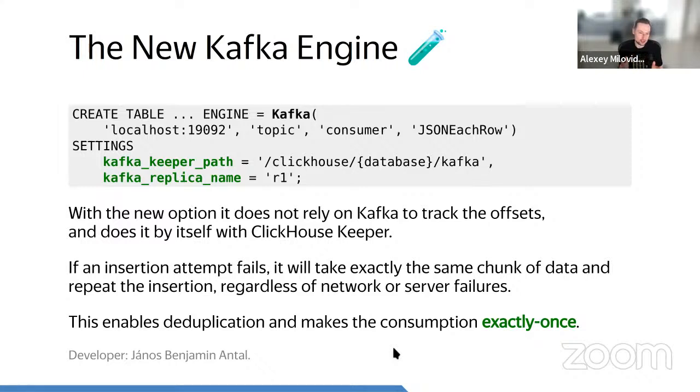And the deduplication mechanism makes this insertion exactly once. So now we consume data from Kafka and insert without duplicates, without data gaps, 100% consistently. This table engine continues to be developed. For example, direct select queries are still something we have to do, but it is ready for preview.